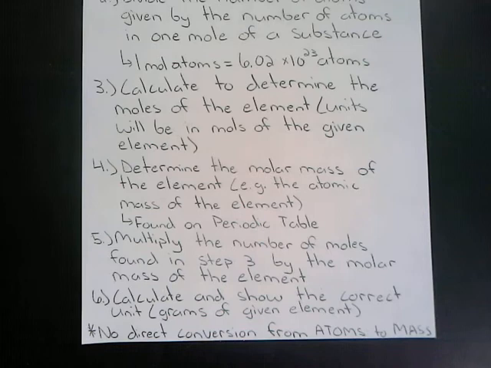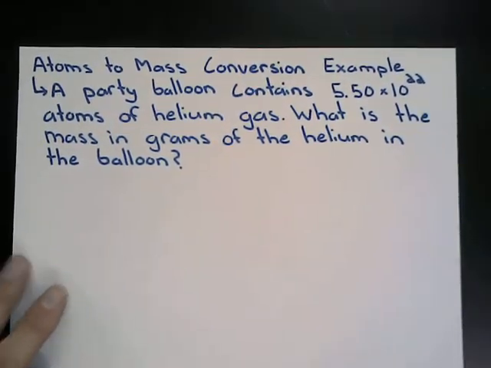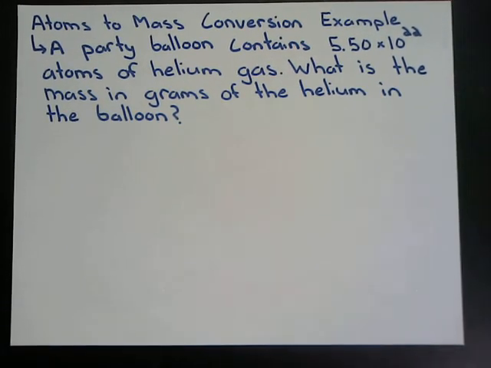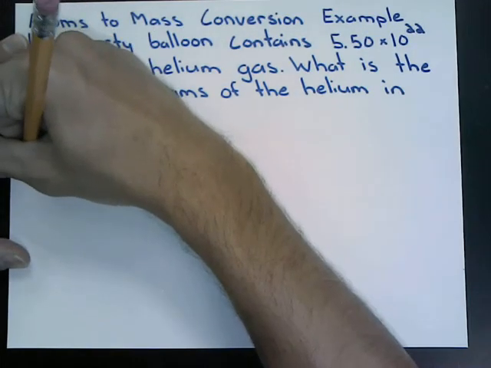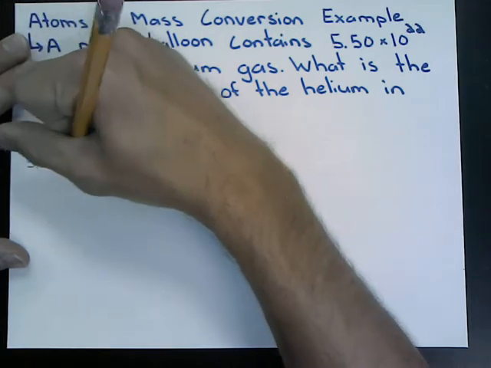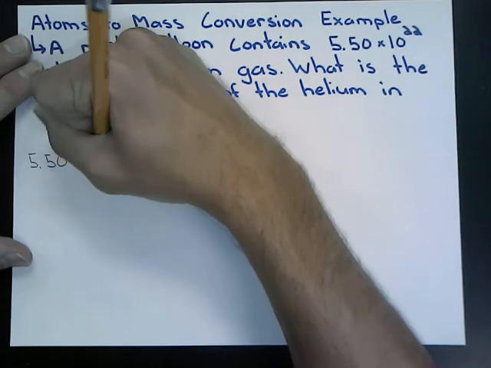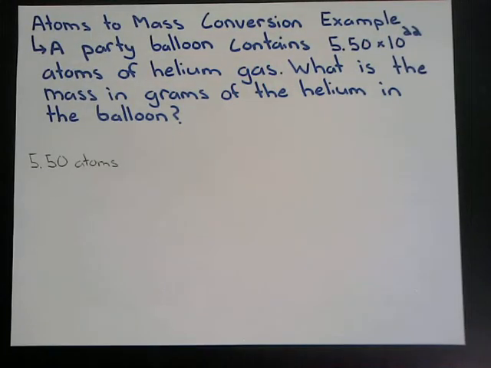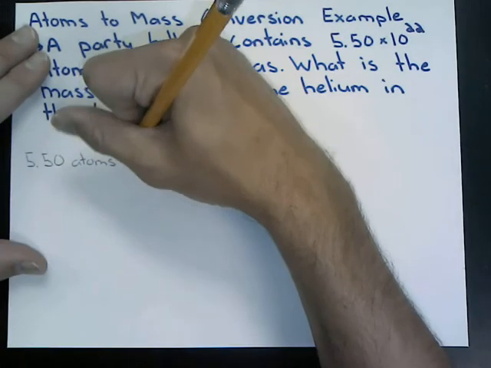All right, so let's go ahead and put these steps to the test in our particular problem. So in our example problem here, it says a party balloon contains 5.50 times 10 to the 22nd atoms of helium gas. We want to know what is the mass in grams of the helium in the balloon. So the first thing that we do here is we write down our numerical value that's given. So we are given 5.50 atoms of helium. Now, in case you forgot, the symbol for helium is He.